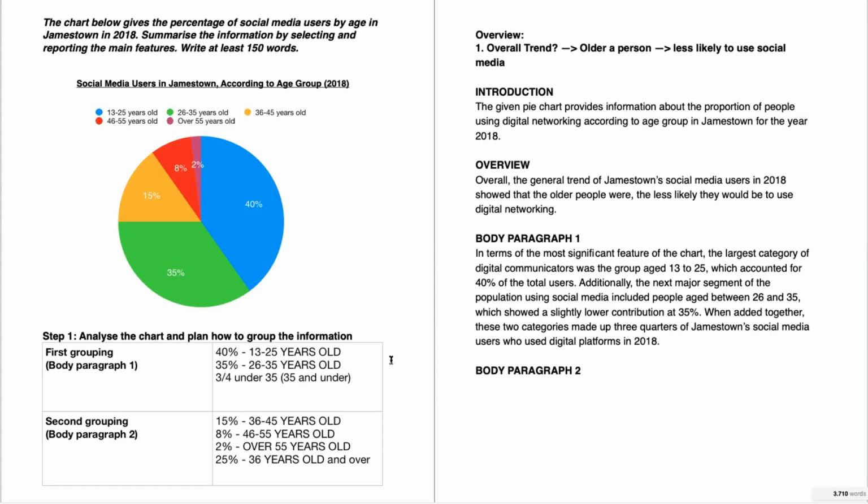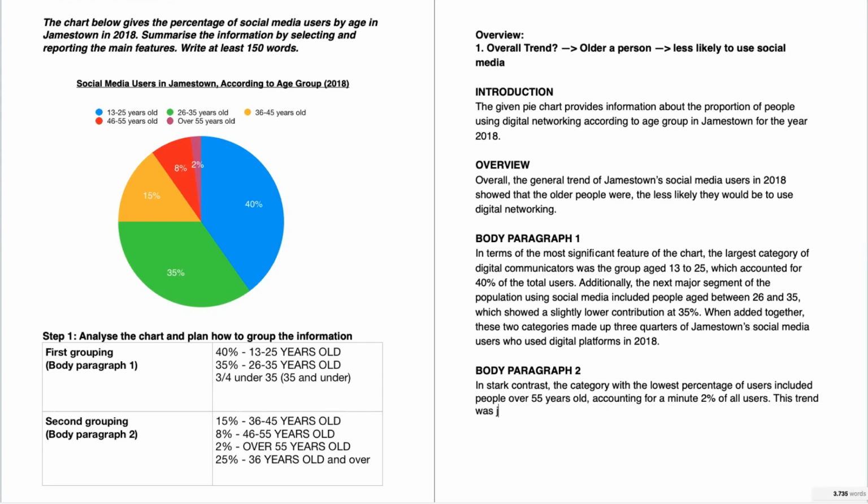And now body paragraph 2 is going to go in a similar way, but I do want to make sure that people know it is a huge contrast. So I'm going to say, in stark contrast, the category with the lowest percentage of users included people over 55 years old, accounting for a minute 2% of all users. So I want to immediately call attention to the 2%, and now I'm going to work my way back from there.